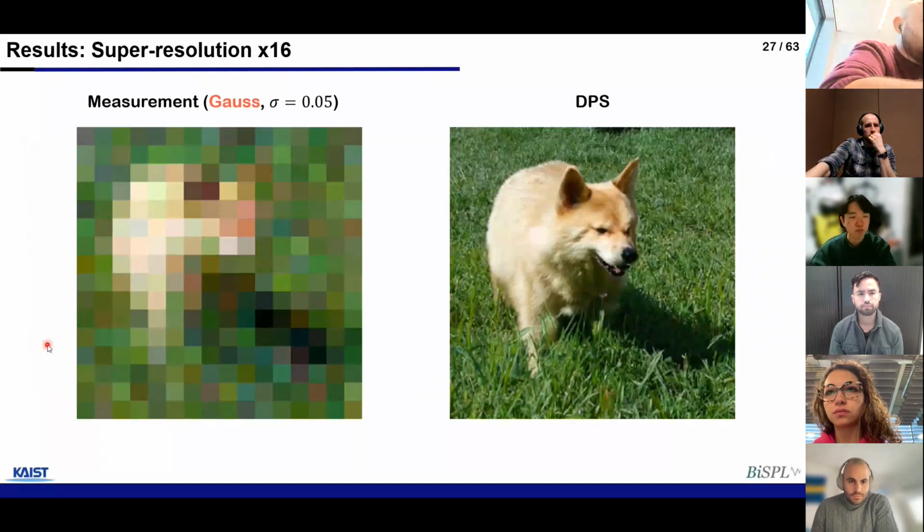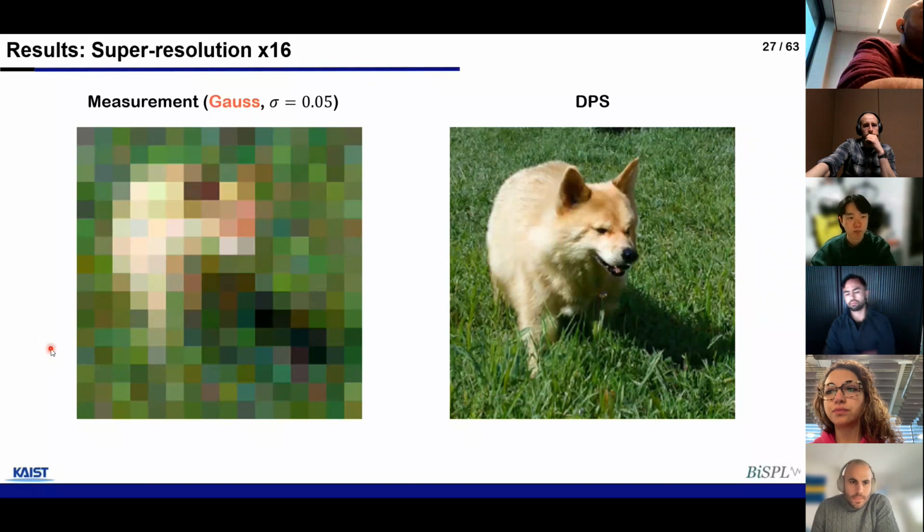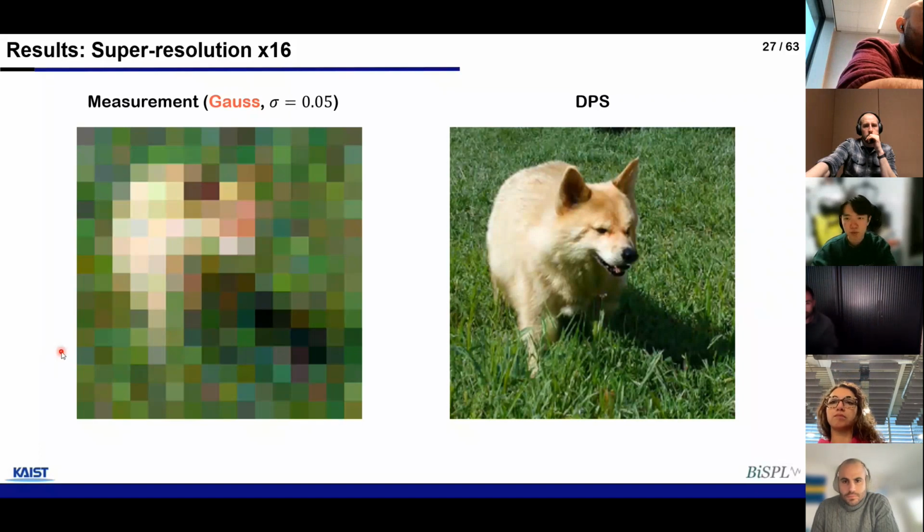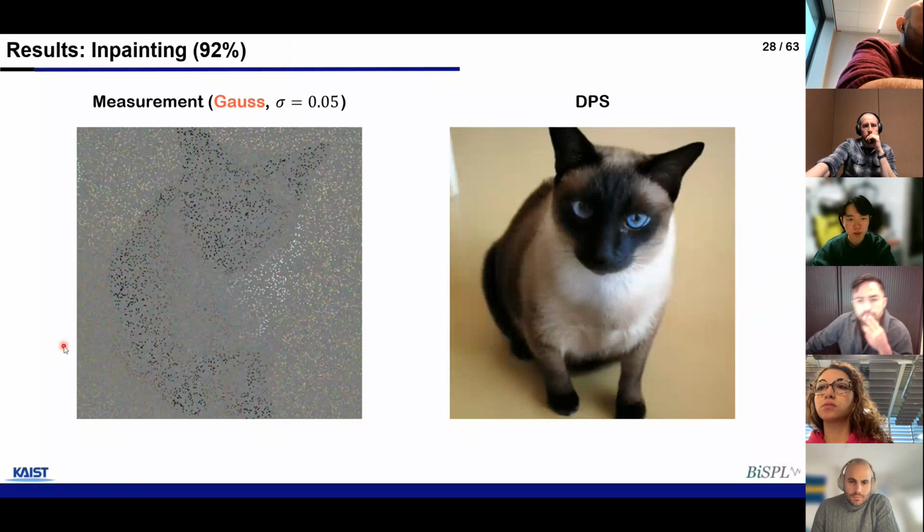When we do that, we achieve these results. Since our method is not dependent on the measurement model, we can apply the same score function to various problems. For example, this is the result of applying our method to super resolution that is contaminated with Gaussian noise. We can also apply our method to noisy inpainting, and this is the case where 92% of the pixels are blocked out in a 256 by 256 image.